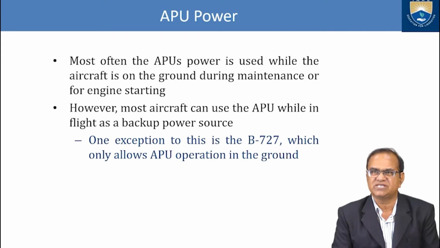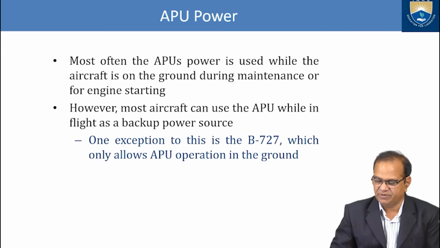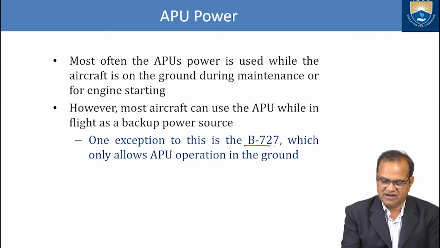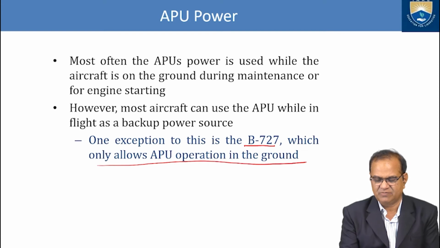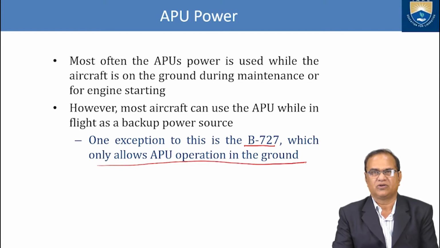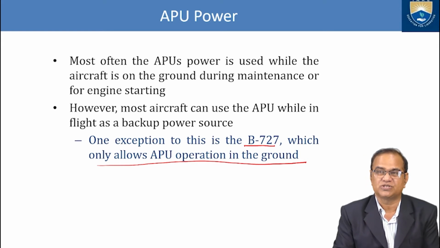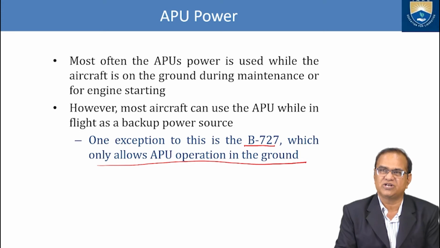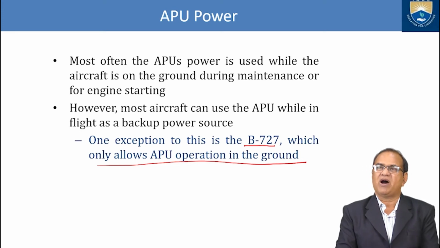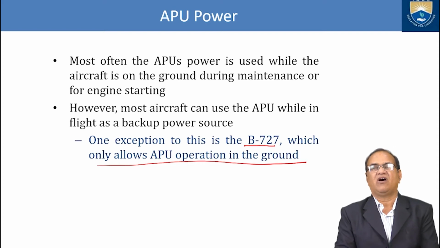One exception to this is the Boeing 727, which only allows APU operation on the ground. It is not used for emergency operation during flight in the Boeing 727. Other than that, the auxiliary power unit is used for emergency power supply during flight as well as for ground maintenance of the aircraft.